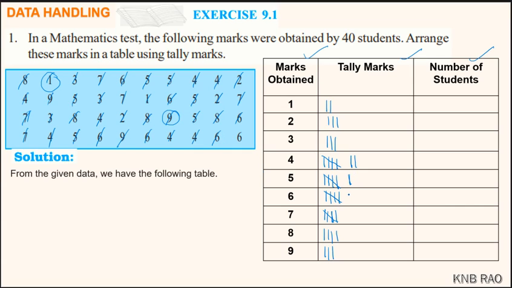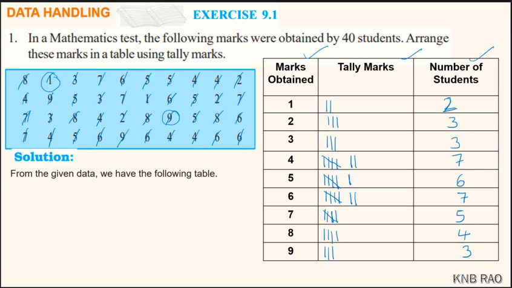6, sixth boy. 6, seventh boy. That means now, totally, I have the number of marks obtained: 1 mark or 2. 3 boys have got 2 marks, 3 boys have got 3 marks, 7 boys have got 4 marks, 6 boys have got 5 marks, 7 boys have got 6 marks, 5 boys have got 7 marks, 4 boys have got 8 marks, and 3 boys have got 9 marks.